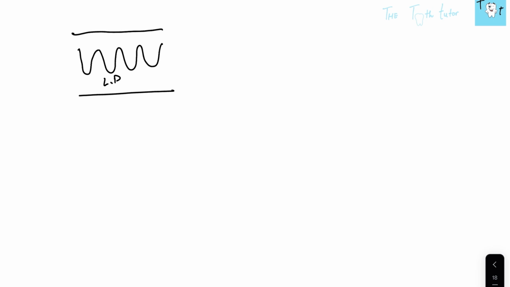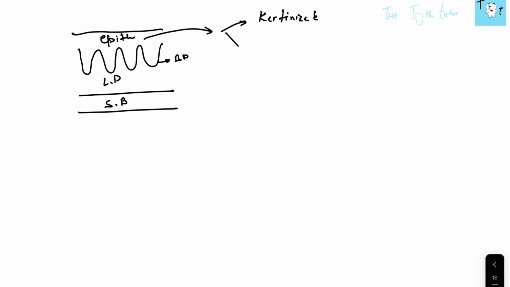Now I'll just give you a brief review of what we just studied. We had our oral mucosa. It had these layers: epithelium, the lamina propria, the submucosa, and it had a basement membrane. Now we went into detail about epithelium. It was of two types: keratinized and non-keratinized.